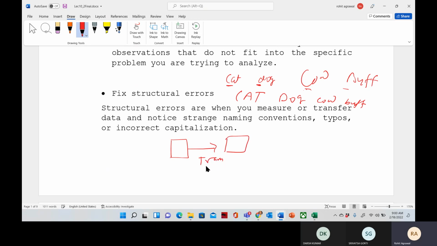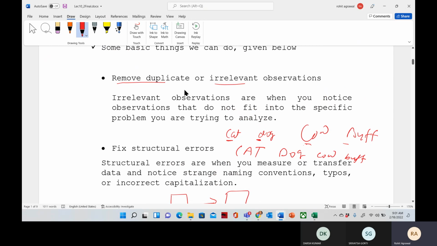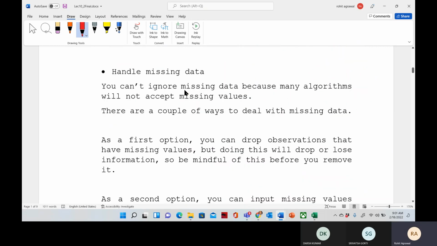Okay. So whenever you are performing this transformation, there may be a change of convention, maybe some typo error there, maybe some incorrect capitalization, anything can happen. This comes under the category of structural error. Sometimes we need to eliminate this structural error as well, or sometimes we don't. Again, it depends on the problem and the data. Okay. So duplicates, structural error.